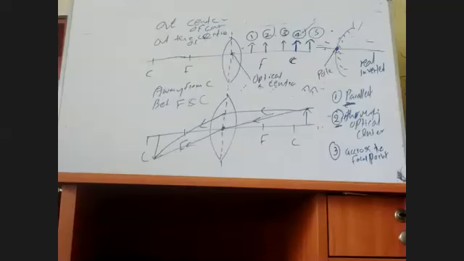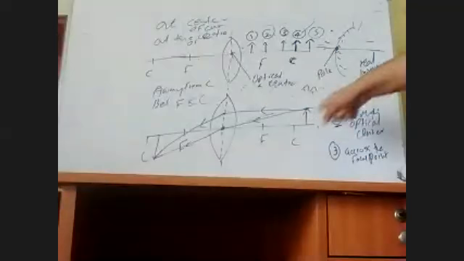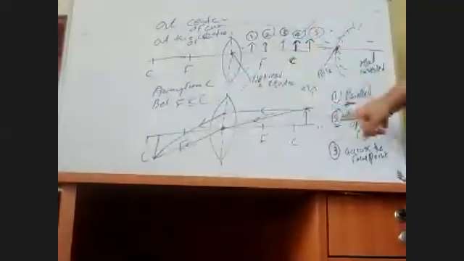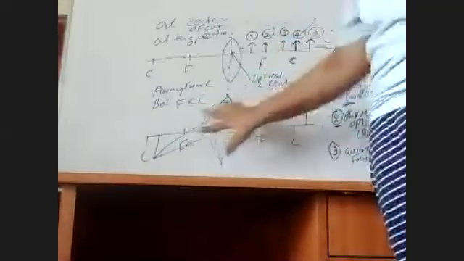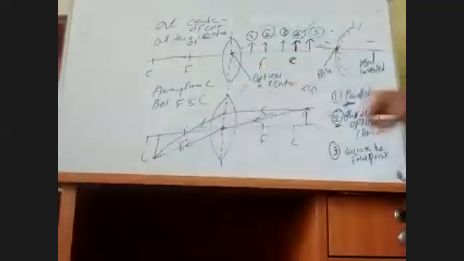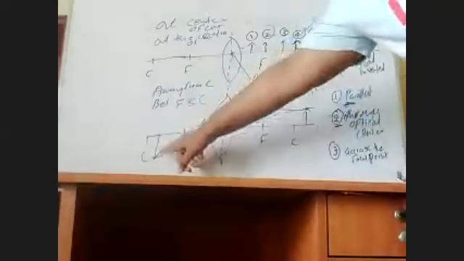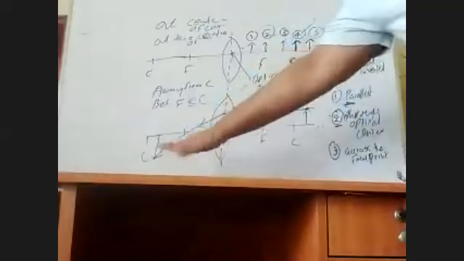Now I have to describe the characters of that image. What about the characters of this image formed? Is it real or virtual? This is formed due to truly refracted rays, so this image is a real image.